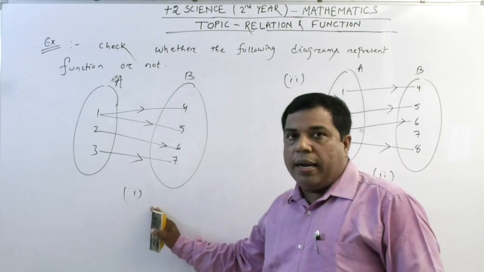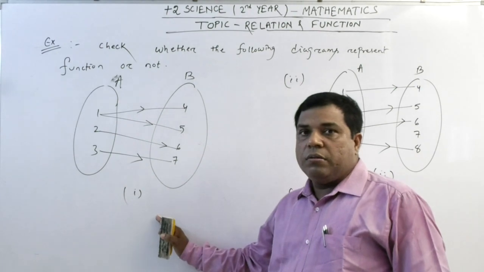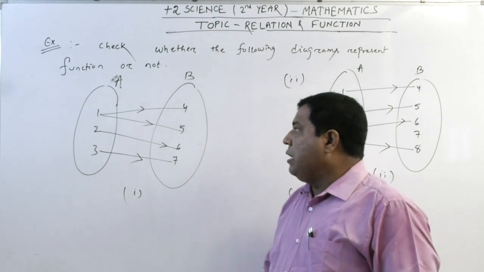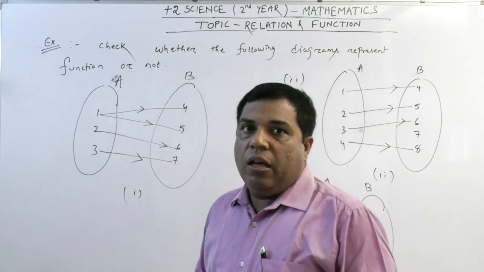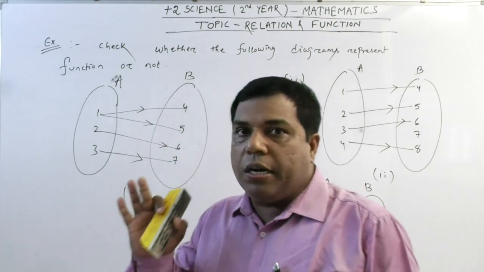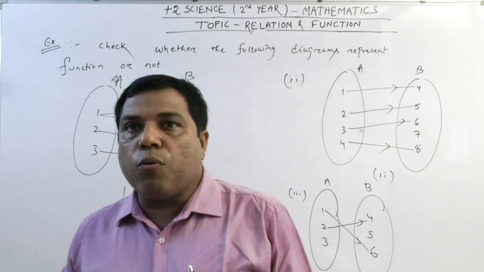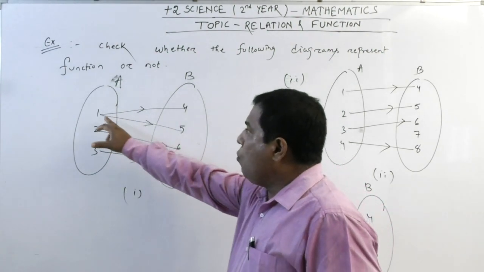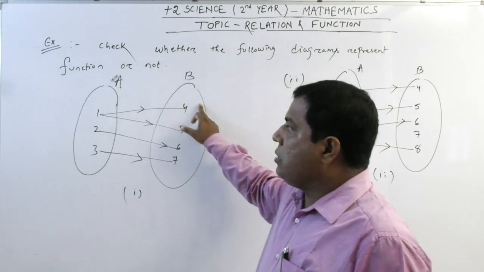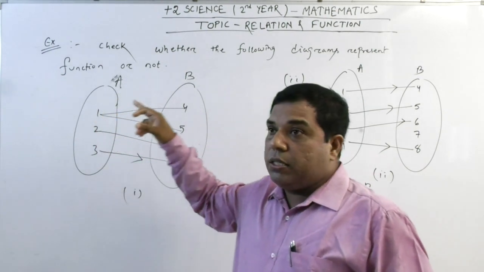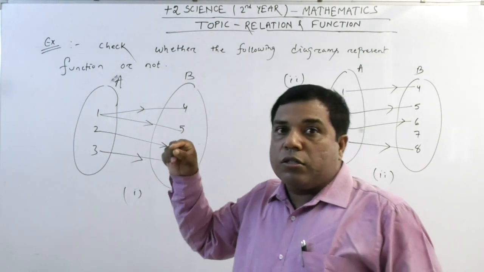Is picture 1 a function? Yes, picture 1 is not a function. Your imagination is 100% correct. This picture 1 is not a function. Why? Because 1 is connected twice. 1 is connected twice. So it violates condition 2.